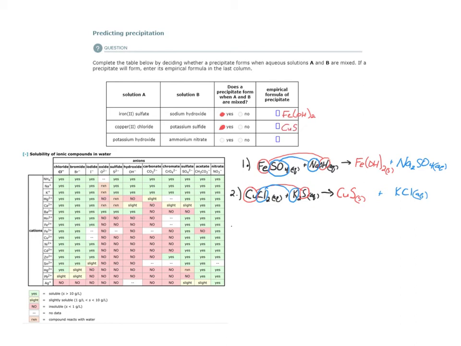What about the next one? Potassium hydroxide. Well, I have KOH is its chemical formula. It's a solution. Reacting with a solution of ammonium nitrate, NH4NO3. It's a solution. Let's predict our products. Take this cation, swap it with that anion, I get potassium nitrate, and I get ammonium hydroxide.